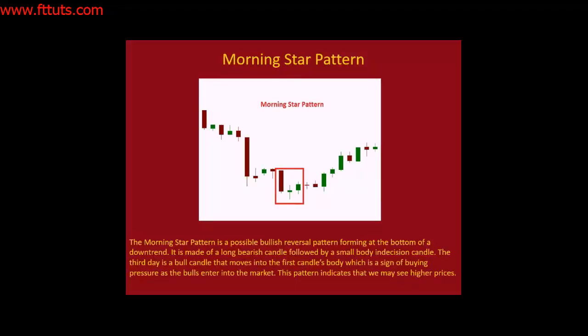Morning star pattern. The morning star pattern is a possible bullish reversal pattern forming at the bottom of a downtrend. It is made of a long bearish candle followed by a small body indecision candle. The third day is a bull candle that moves into the first candle's body, which is a sign of buying pressure as the bulls enter into the market. This pattern indicates that we may see higher prices.